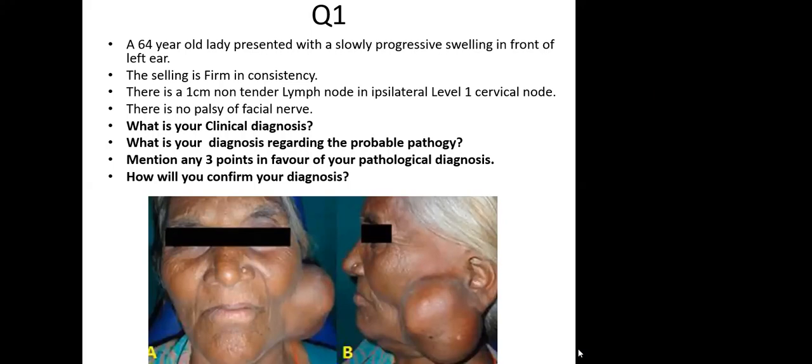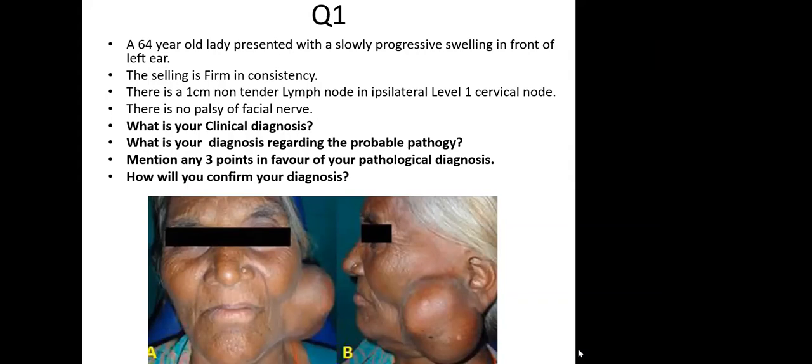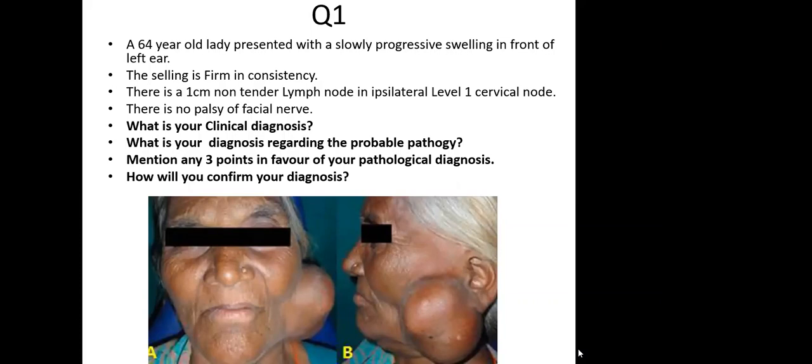Then if you go to a little part of the anatomy of the facial nerve, what is the exit point of the facial nerve from the base of the skull? Sir, I have forgotten. Sorry, sir, I don't know. Fine, no problem. It exits through the stylomastoid foramen.